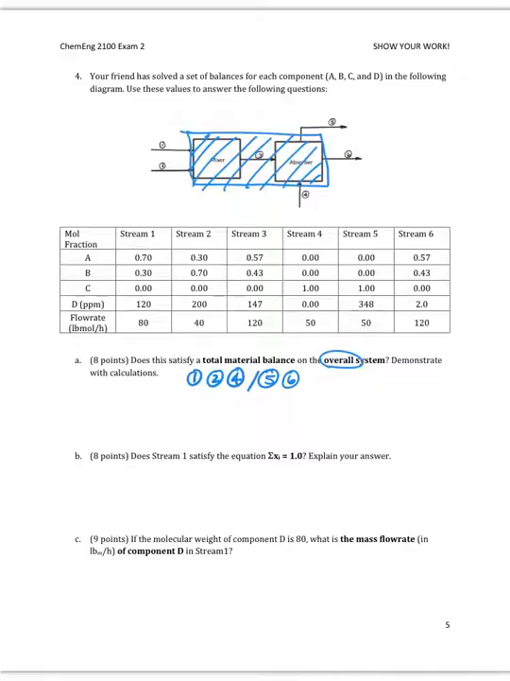So if I want to check the total material balance, that's looking at the total flow rates. So in, I had 80 and 40 and 50. And out, I have 50 and 120. And this says that 170 equals 170. So yes, indeed, this checks. So yes, the total material balance on the overall system is satisfied.